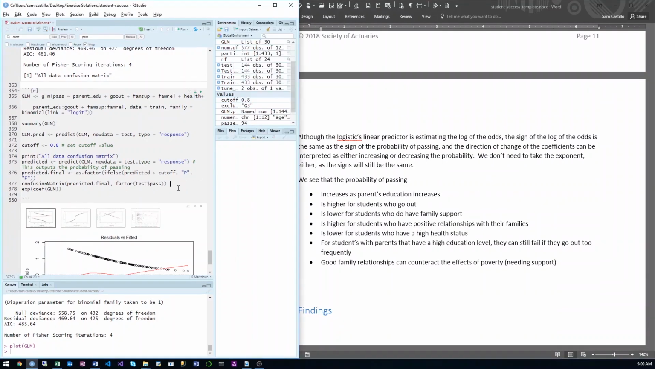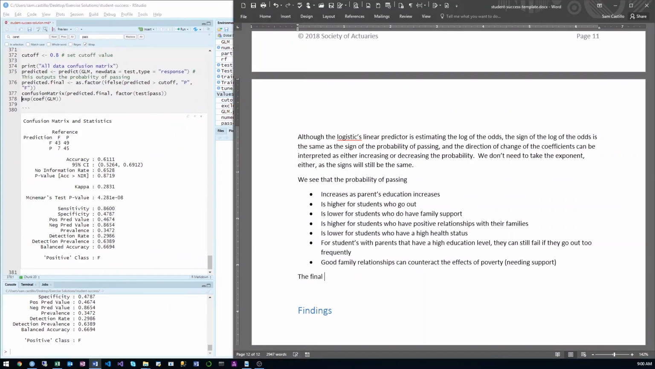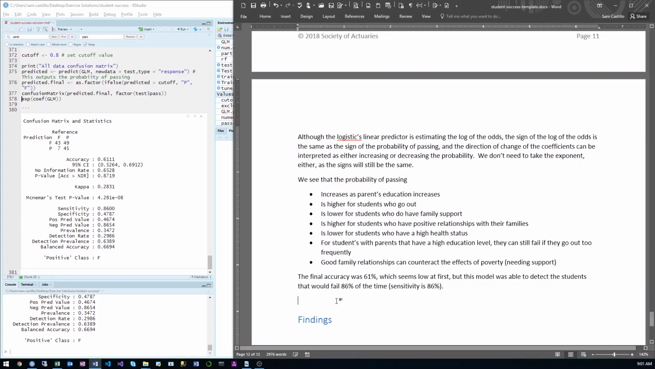I should look at the final accuracy, though. The final accuracy was 61%, which seems low at first, but this model was able to detect the students that would fail 86% of the time. Sensitivity is 86%. All right.